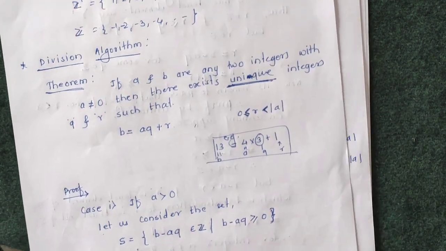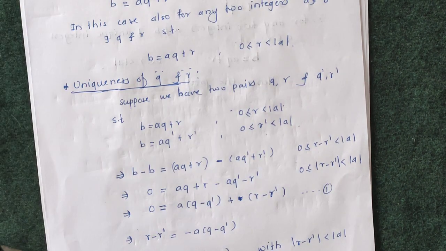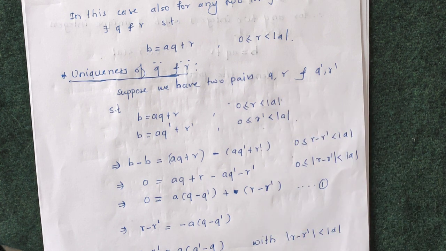Now in our statement it is clear that Q and R are unique integers. So we have to prove the uniqueness of Q and R. In today's lecture we have seen the uniqueness of Q and R by assuming the contrary, that there are two pairs QR and Q prime R prime. After the simplification we get Q is equal to Q prime and R is equal to R prime. This implies the pair Q and R, that is the pair of quotient and remainder, is unique.